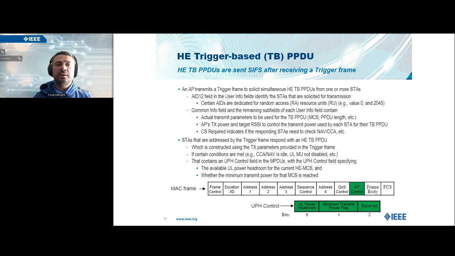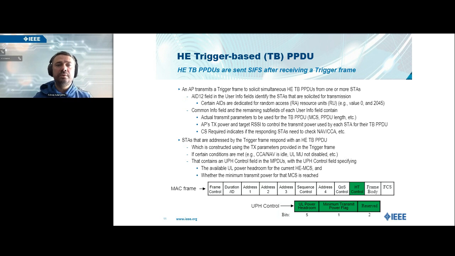So the stations are essentially going to generate the TB-PPDU with the parameters that are specified in the trigger frame, if certain conditions are met, for example, the CCA and the NAV being idle. There are also stations that in certain cases may decide to dynamically enable or disable uplink multi-user operation. So the station does not need to respond to a trigger frame if locally the uplink multi-user operation is not enabled.